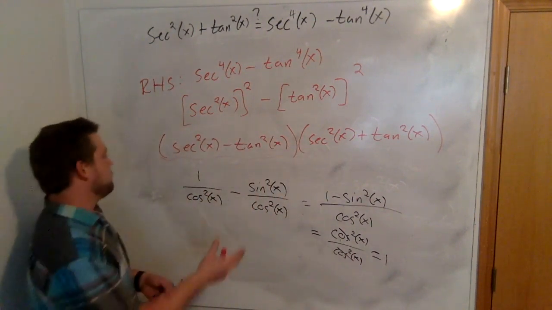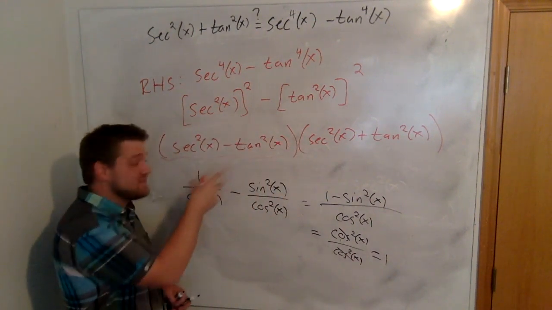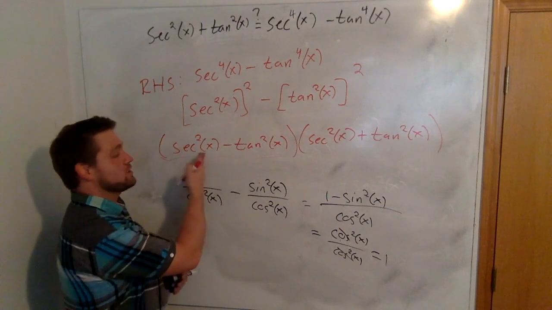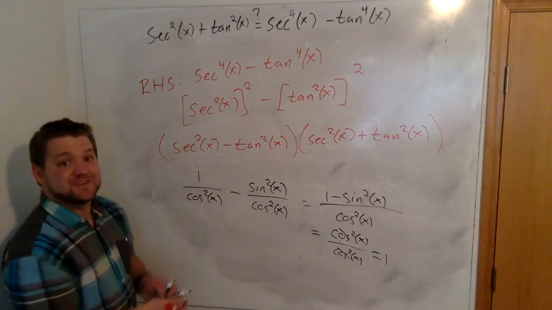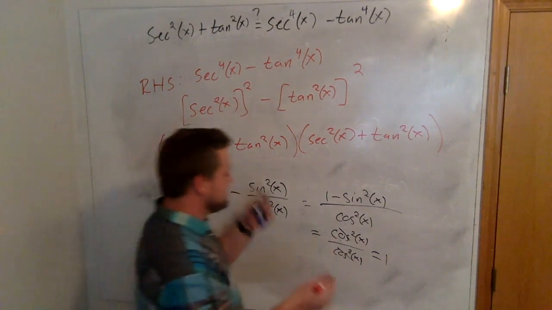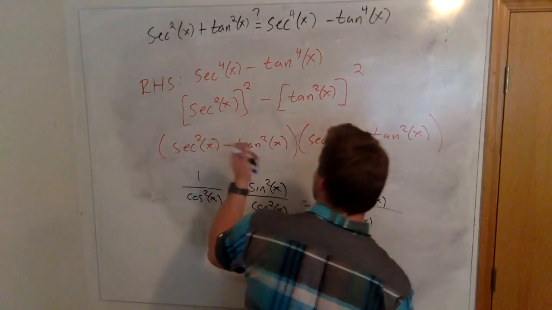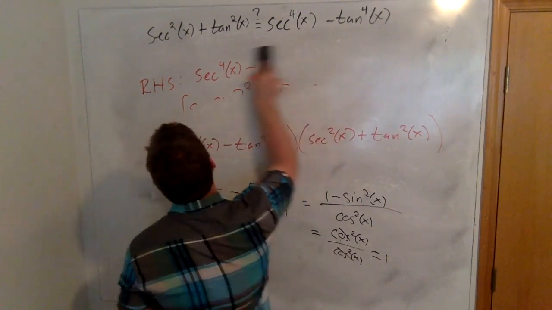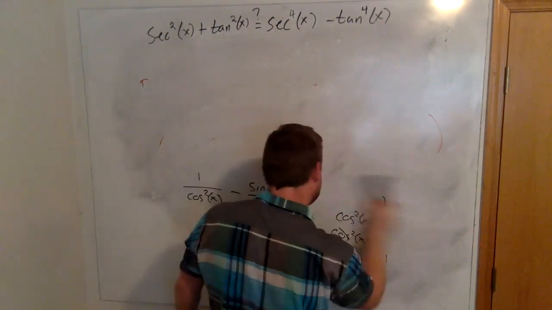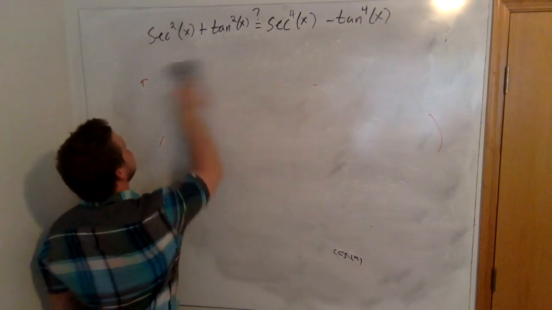So either writing this in terms of sines and cosines and then realizing it's 1, or looking at the Pythagorean identity with tan squareds and secant squareds would also lead you to the same thing. But either way, the left-hand side and the right-hand side are equivalent to one another. Fun. Okay. Let's do one more.